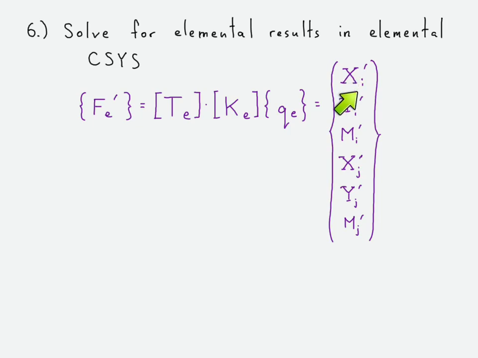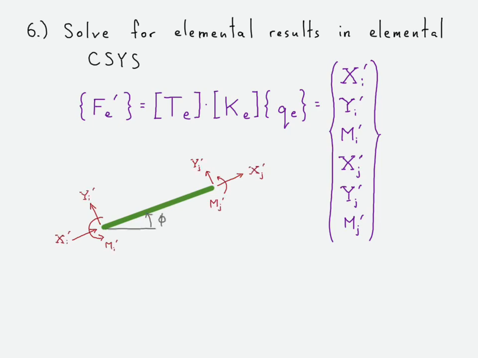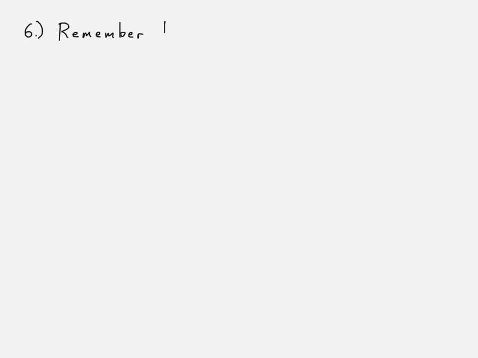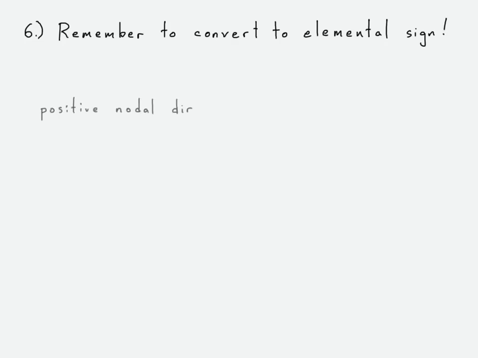We would get forces in the x and y directions and a moment at each node. So here's an example of this arbitrary frame element being drawn there. Now, while we could do that and the multiplication is simple enough, we want to make sure that we convert those values to what the appropriate elemental sign is. So all those values that we would get from that matrix multiplication on the previous slide, those are positive nodal directions.